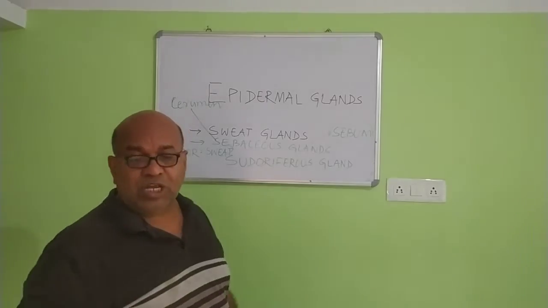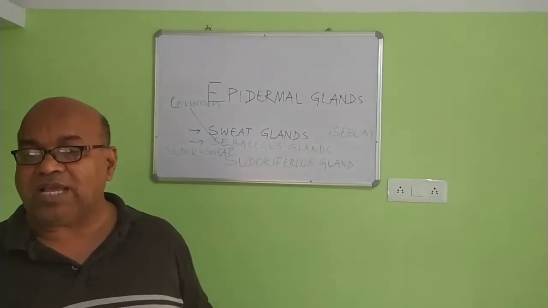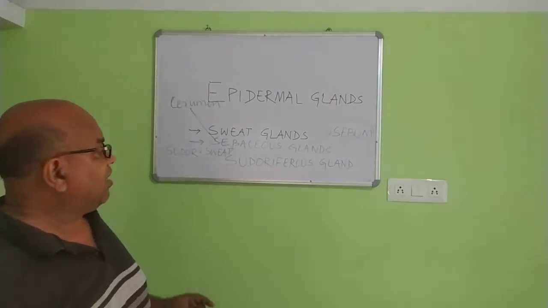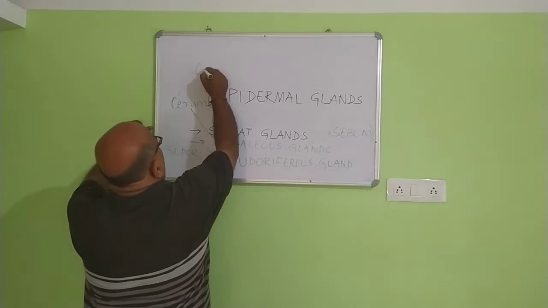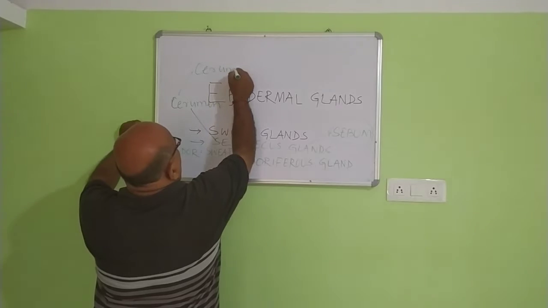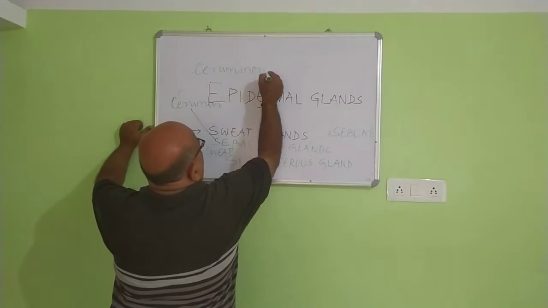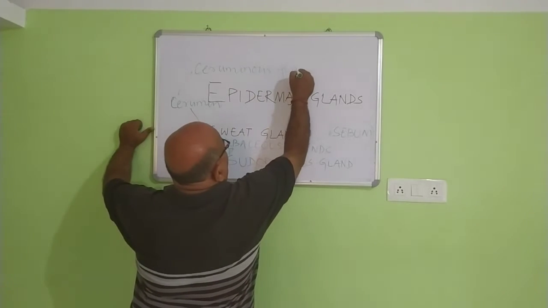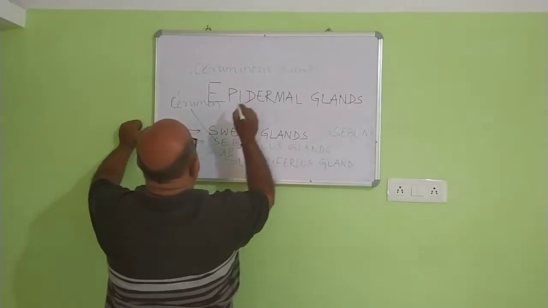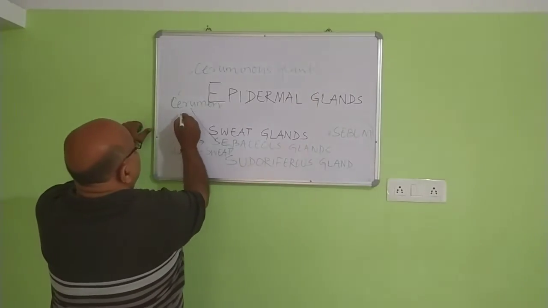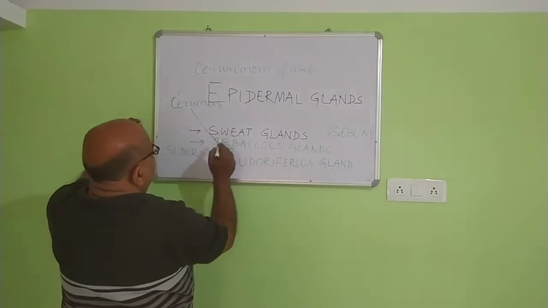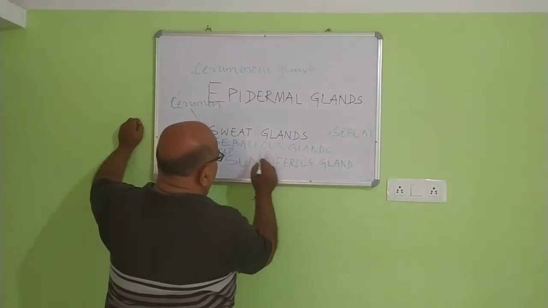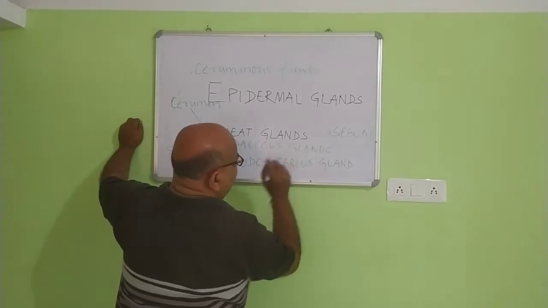Due to secreting cerumen, the gland is known as the ceruminous gland. Ceruminous glands secrete the cerumen, and that is why they are called ceruminous glands. It is nothing but a modification of your sebaceous glands.